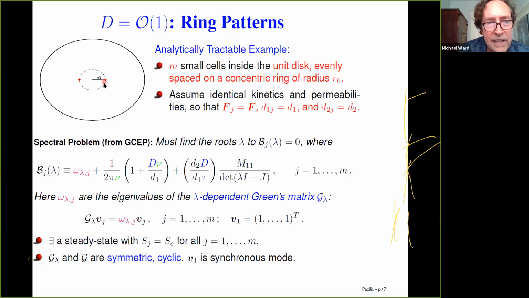Okay, so here's a simple analytically tractable example where you get a ring pattern. What's a ring pattern? You put two cells, concentrically spaced, in the unit disk on a ring of radius R0. The red things there are the small cells. If you assume identical kinetics and identical permeability parameters, because you get a cyclic matrix, you can find the eigenvalues and spectra easily. And from this, the GCEP problem, which looks kind of complicated, becomes just solving a nonlinear transcendental equation for each mode, basically the modes of a cyclic symmetric matrix, which is easy to do.